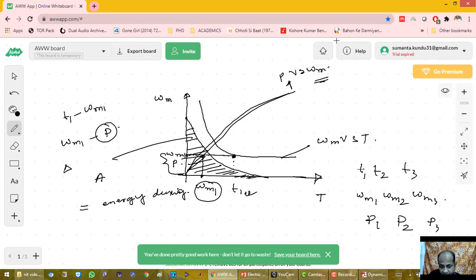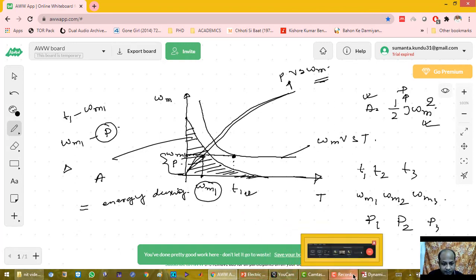So this area A equals half J omega m square. So easily, using geometry, we can get the value of A, and we can know the value of corresponding omega m square. So easily we can determine the value of moment of inertia. So this is how we determine the moment of inertia.